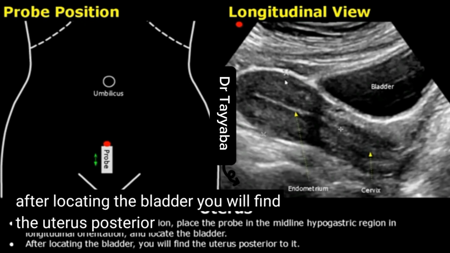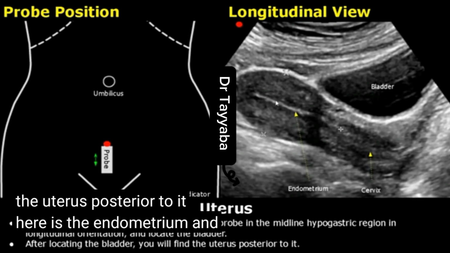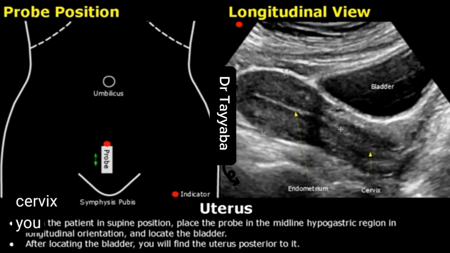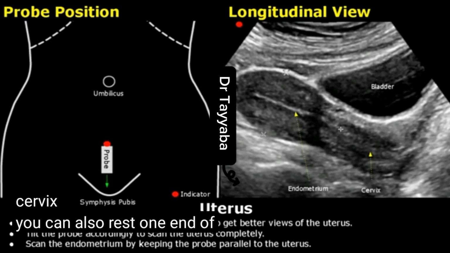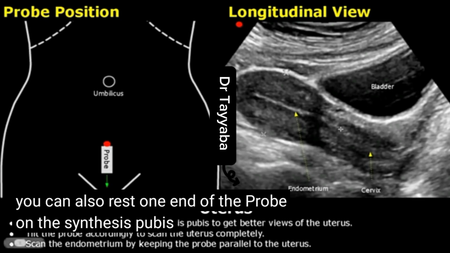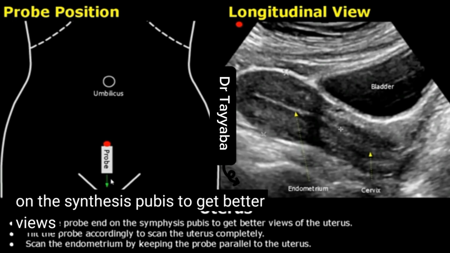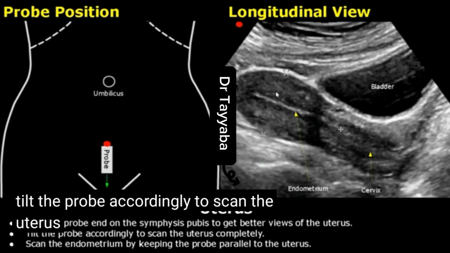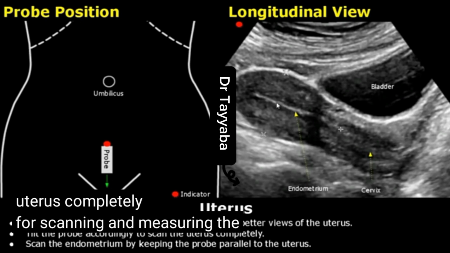After locating the bladder, you will find the uterus posterior to it. Here is the endometrium and this is the cervix. You can also rest one end of the probe on the symphysis pubis to get better views of the uterus. Tilt the probe accordingly to scan the uterus completely.